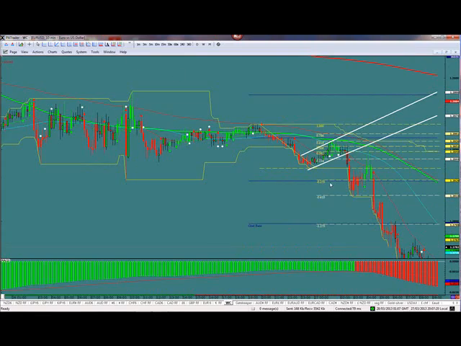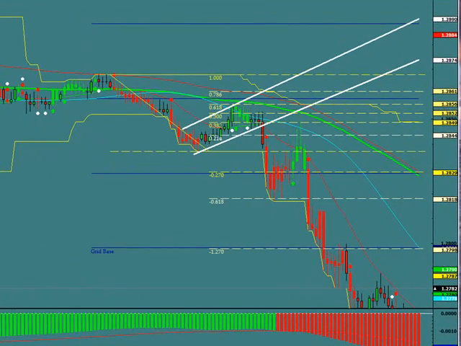Okay, so here's a bear flag on the euro dollar. Here's a bear flag, very well built. Look where it turned at the 618. It turned at the 618 and down she goes.